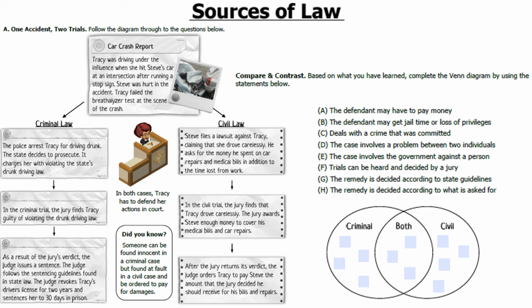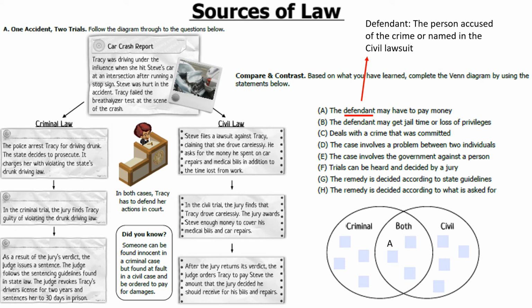The defendant may have to pay money. Well, let's remember what a defendant is. A defendant is the person accused of a crime or named in the civil lawsuit. So this would be a case where that is both. Yes, the defendant would have to pay money. Either they could pay a fine determined by their criminal court case, or they could have to pay damages, like how Tracy had to pay Steve enough money to cover his medical bills and car repairs.